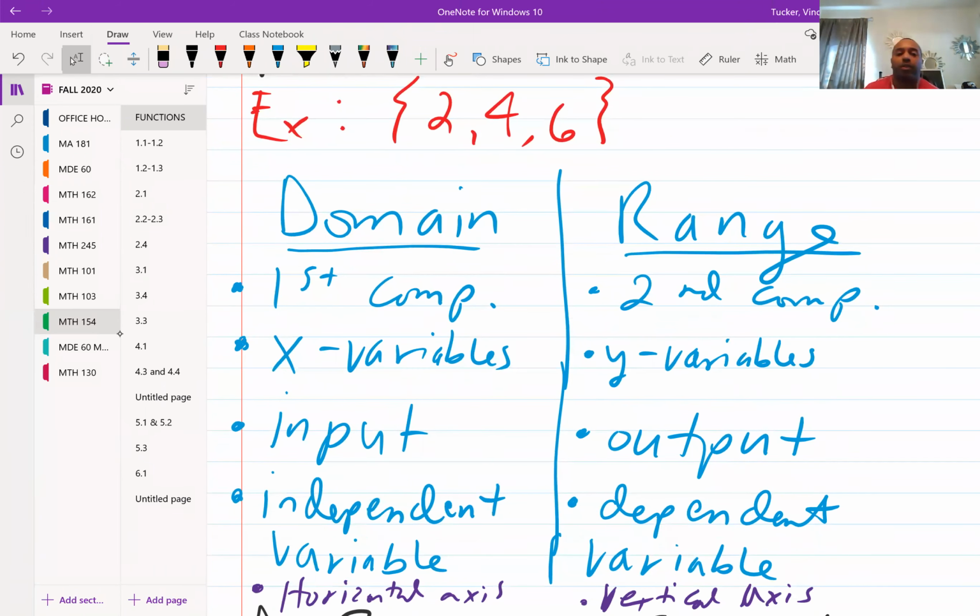All right. So the comparison of the domain to the range. The domain is your first component, range is your second component, as we mentioned already. So that means your domain will be your x variable, so your x values, range will be your y values. Domain is your input, range is your output. Domain will be your independent variable, range is your dependent variable, and then that also makes the domain lie on the horizontal axis, or your horizontal move, and your range would be your vertical axis.